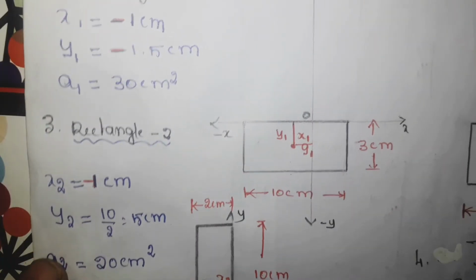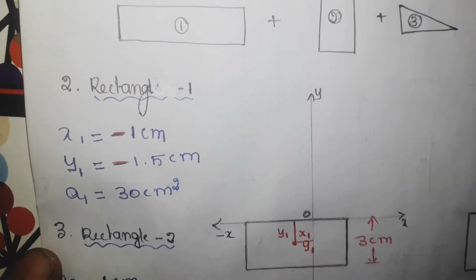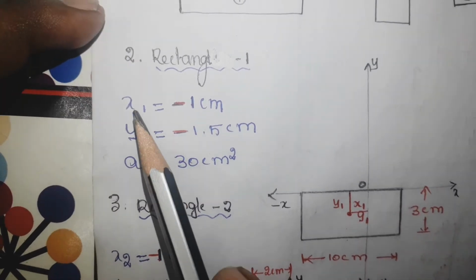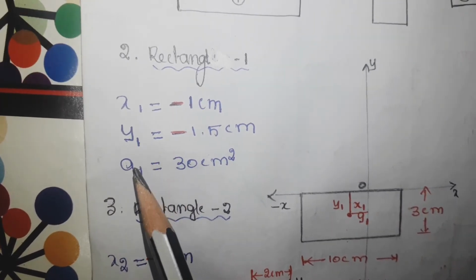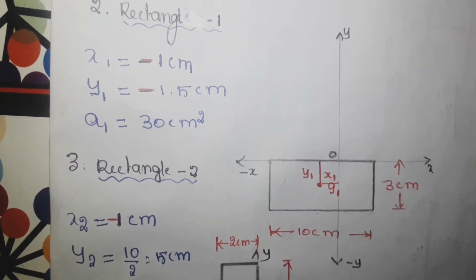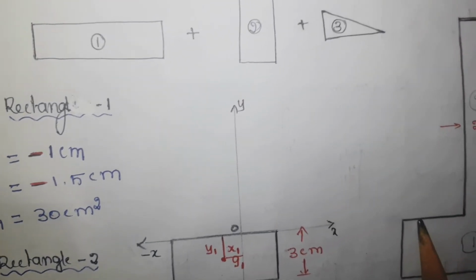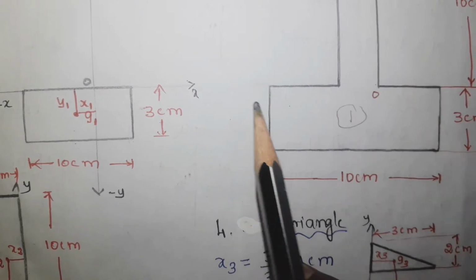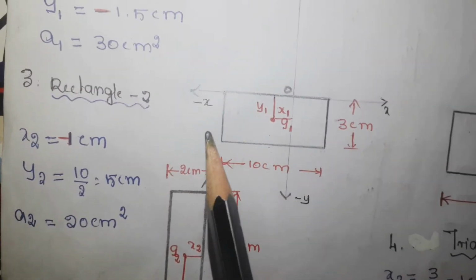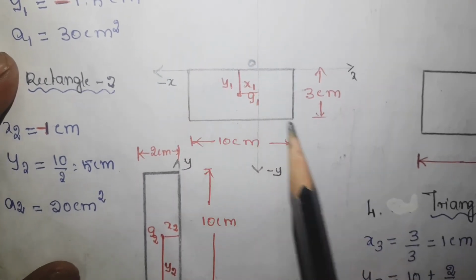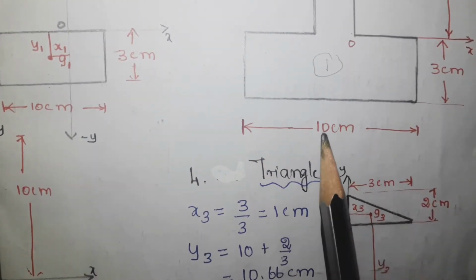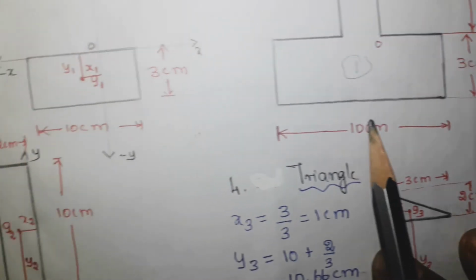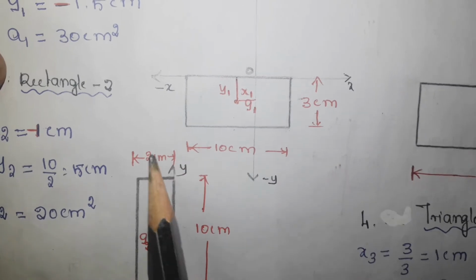Now the second step in the analytical method is we have to find the x coordinate, y coordinate and area for each and every individual section. Let me take the first one, this rectangle, this area, and I'm going to draw a separate diagram for this one. So this is the separate diagram. Now you see here the length is 10 centimeter and the height is 3 centimeter. So I have represented it over here.